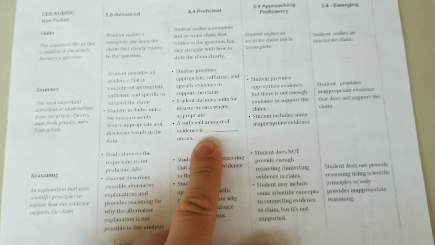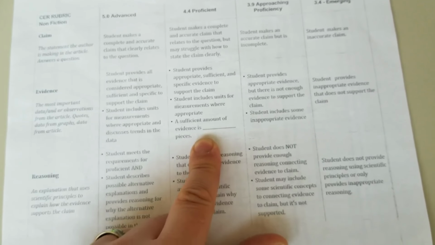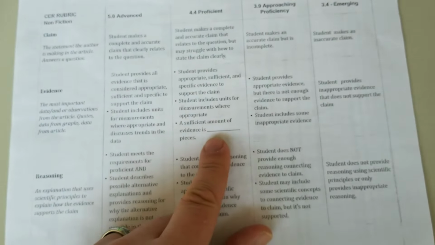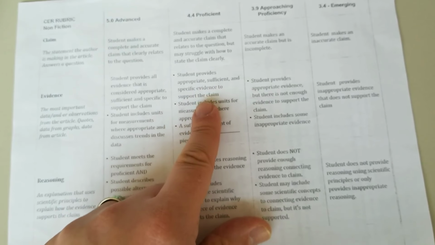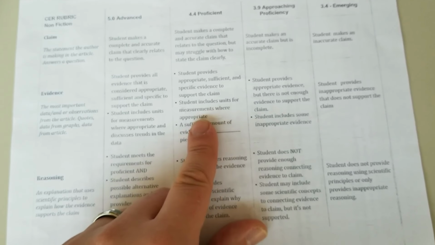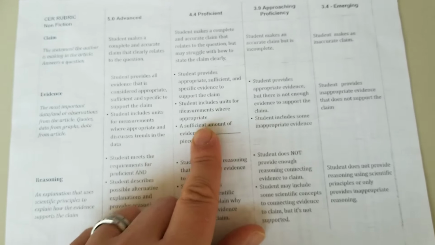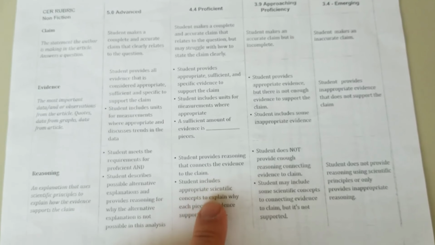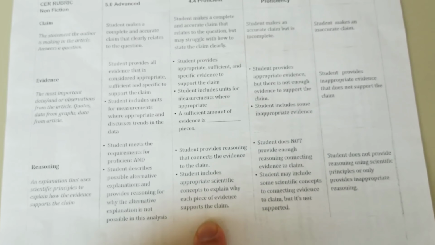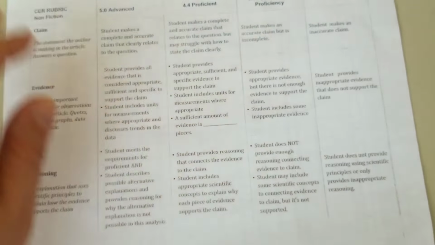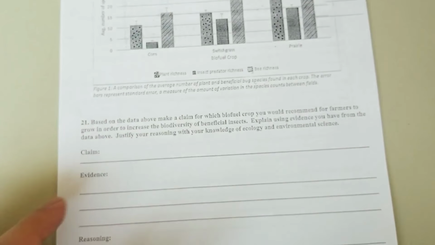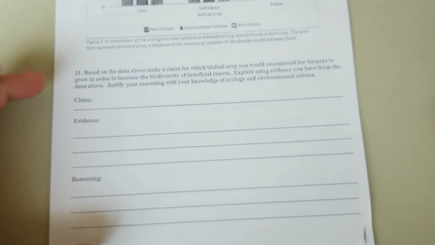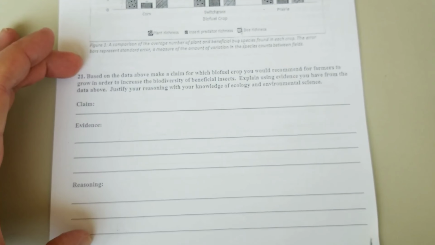Need to have at least 3 pieces of evidence on this. I know it doesn't say that here. That's where you get your proficient. Proficient is what we teach to. You provide appropriate, sufficient, and specific evidence based on the graph. You include units for measurement. And then finally, for your reasoning, you provide reasoning that connects the evidence to the claim. You include appropriate scientific concepts to explain why each piece of evidence supports the claim. So that's looking at your evidence and your reasoning. That means that this question is worth a total of 15 points.